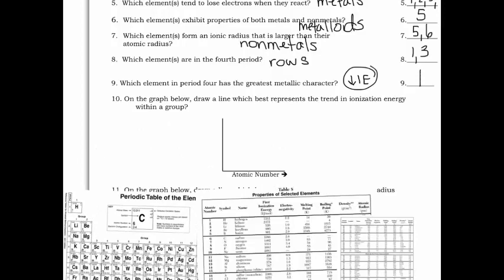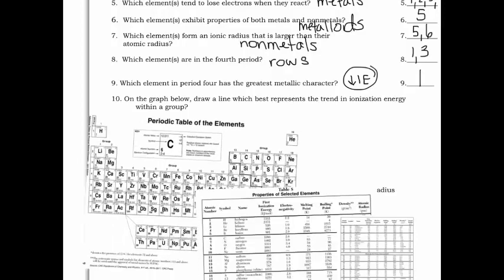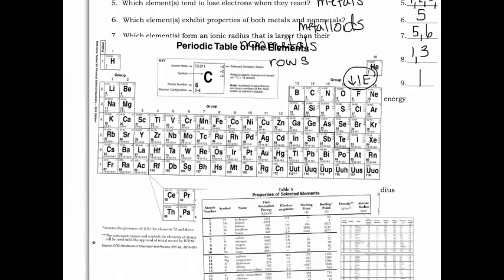Another way you could look at this is by looking at the group that potassium is in. So we were comparing potassium with chromium. We had said earlier on in the notes that these two groups, the alkali and the alkaline earth metals, are the most reactive metals. So chromium, being a transition element, wouldn't be as reactive and therefore wouldn't have as much metallic character.